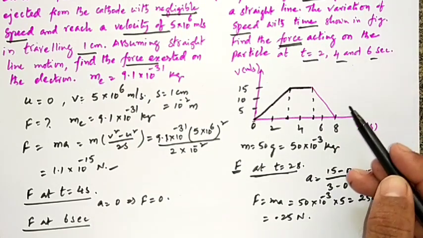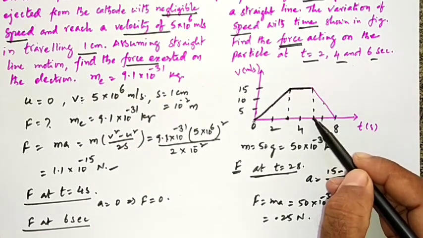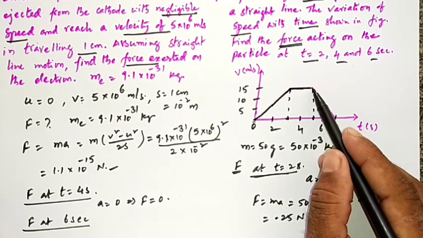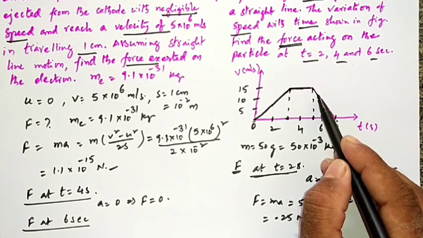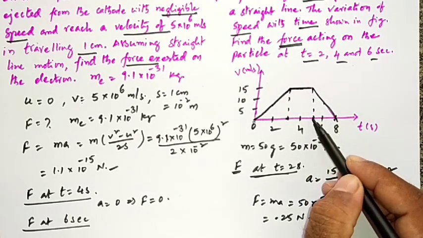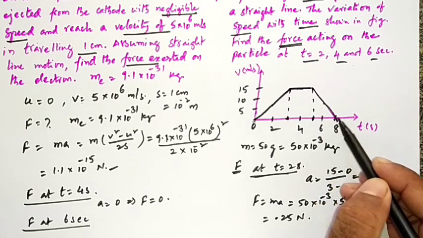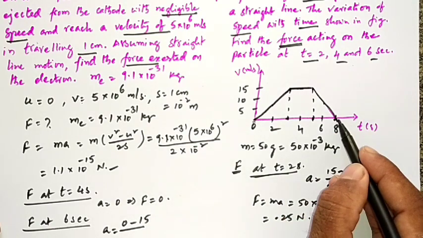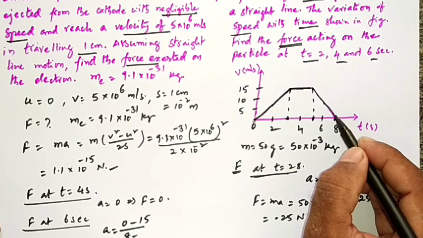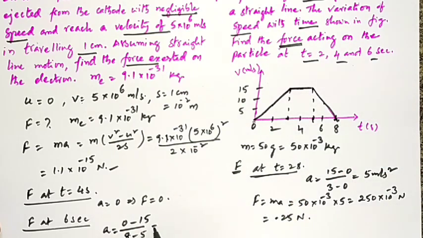Next thing is force at 6 seconds. You observe carefully, at 6 seconds, means 5 to 8 seconds, the body's velocity is decreasing. It is in retardation, so it is moving with constant retardation. Then I can calculate from 5 to 8 seconds its acceleration. So acceleration is equal to y2 minus y1, y2 is 0 minus y1 is 15 by x2 minus x1, x2 is 8 minus x1 is 5. That is minus 15 by 3, that is minus 5 meters per second square.